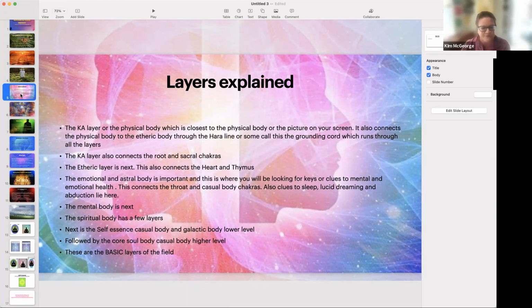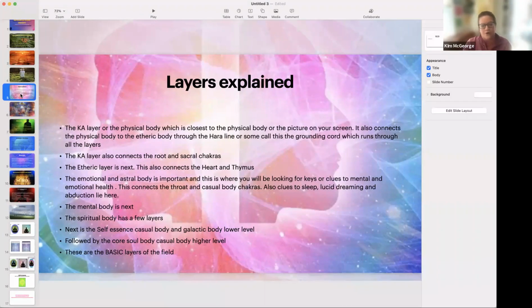So the first layer that we're going to see when we look at our examples is what I call the Ka layer, or Ka. And it's obviously the physical body. This is obvious, which is it's closest to the physical body on the picture on your screen. And it also connects the physical body through the Hara line, or the grounding cord, which is, again, something that I'm always going to look for. Now, I don't see it as easily, you guys, on the new aura. On the old aura, I can look in a second and be like, okay, you're coming out of your body. And I love that. So if you're looking for whether somebody's embodied, or you might call it grounded, I call it embodied, either one, it just means firmly in their body, not half out of their body, not all the way out of their body.